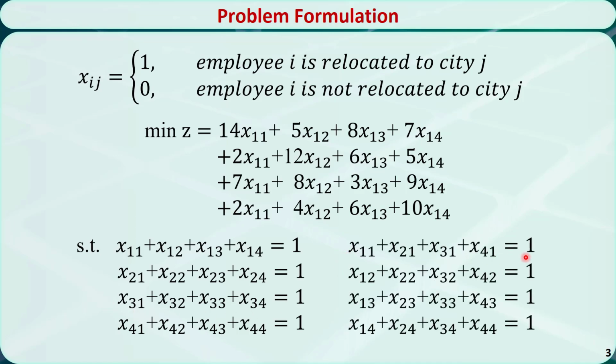Each city must receive only one employee. The sum of relocating employees 1, 2, 3, and 4 to city 1 should be exactly 1. We have this constraint for cities 2, 3, and 4 as well. This is the complete problem formulation.